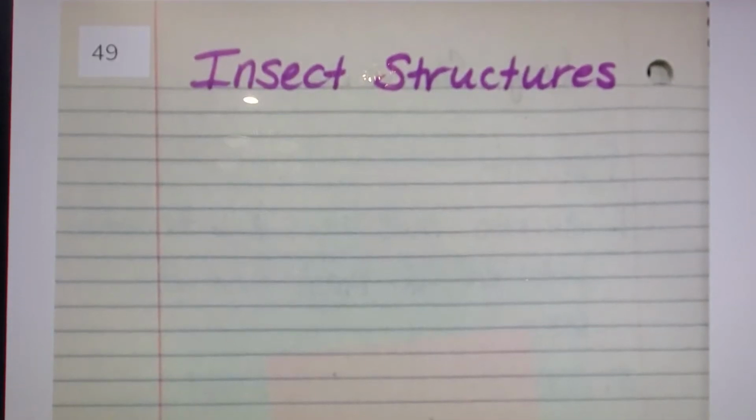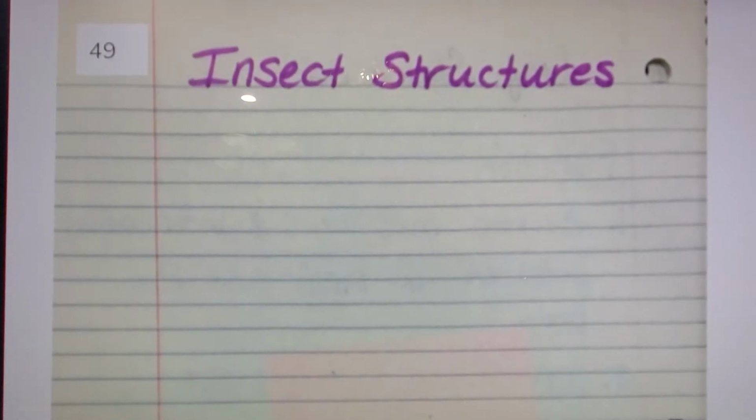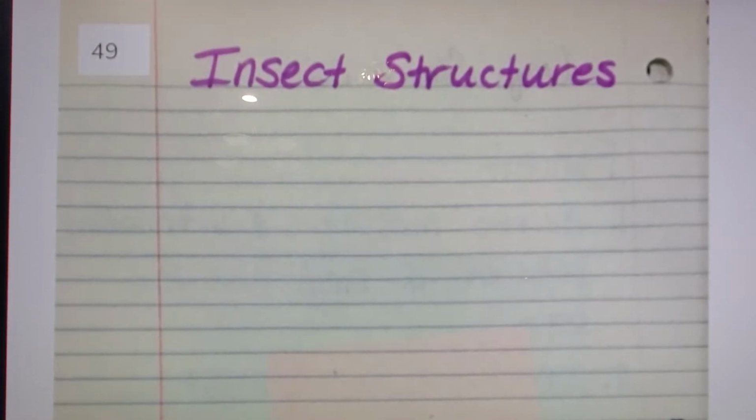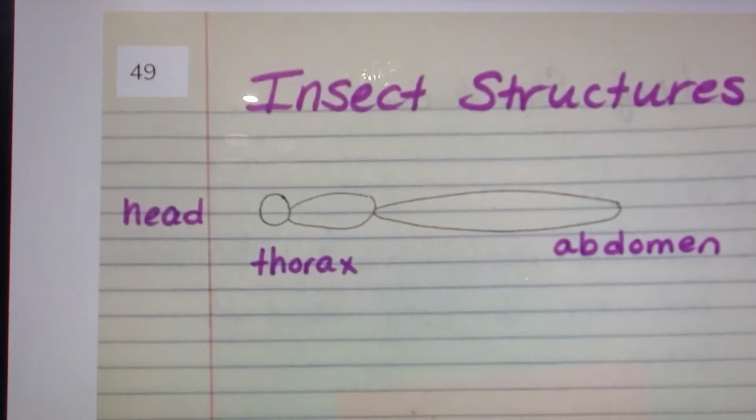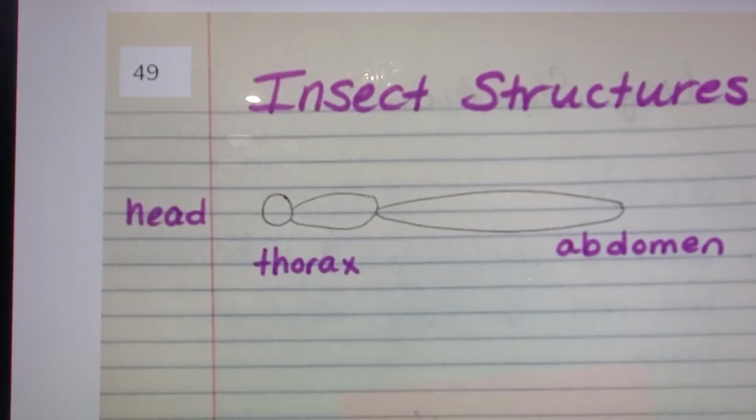Hello, ladies and gentlemen. Today we will continue with dichotomous keys, but the second subject you have to know about are insects. So we're going to study the structure of insects. This is a basic insect structure. There's the head, there's a thorax, and there's an abdomen. So insects are made up of 3 parts.